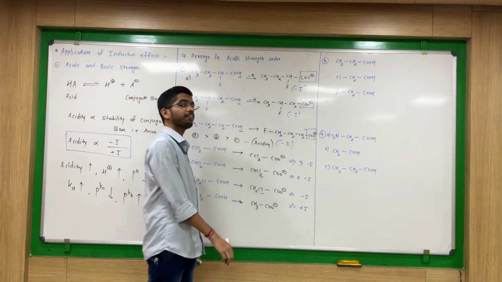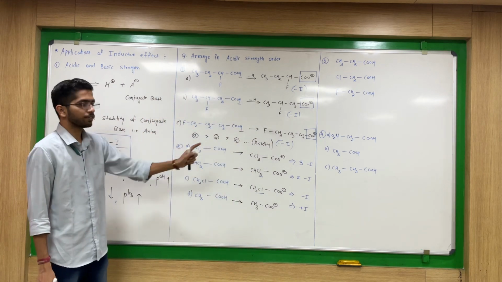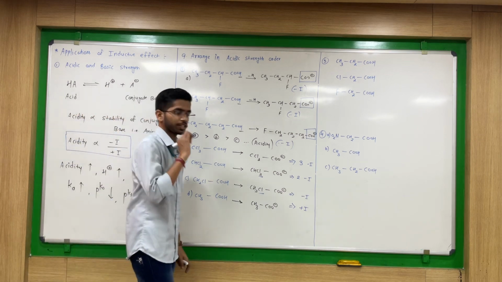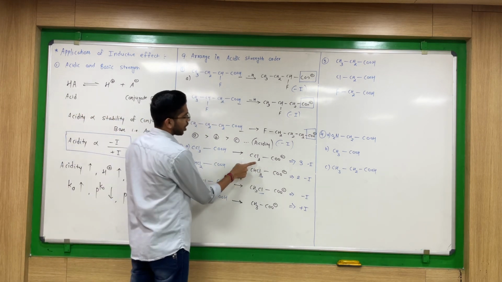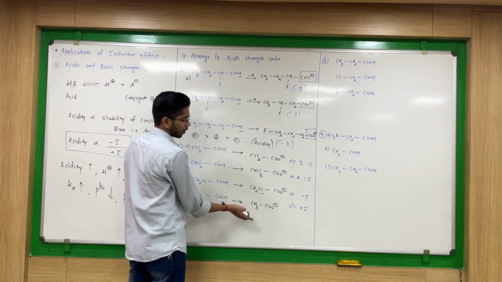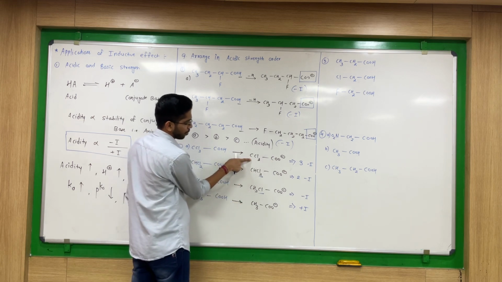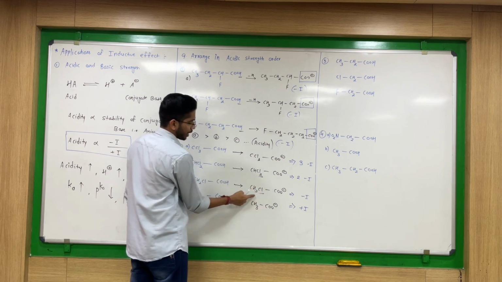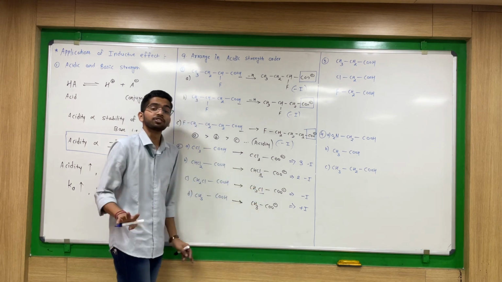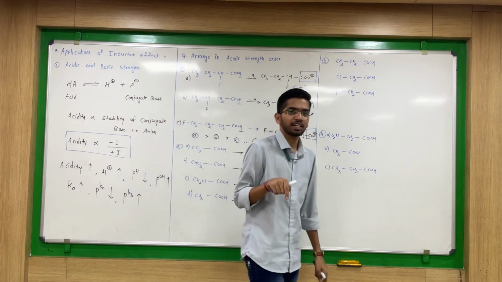What is the first thing that we have to see while giving the strength for the inductive effect? Their distance. Here distance is same. All are present on the first carbon atom, or we can say all are present on the second carbon atom. First, second, first, second, first, second. So distance is same. Second thing, after distance we are seeing numbers.